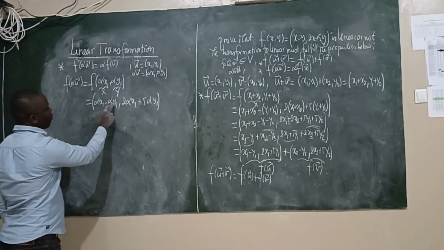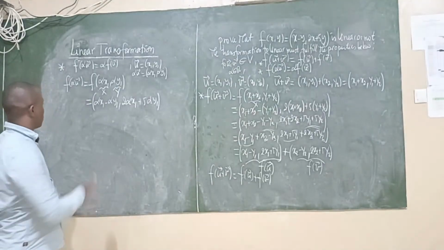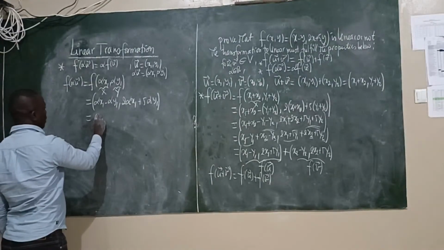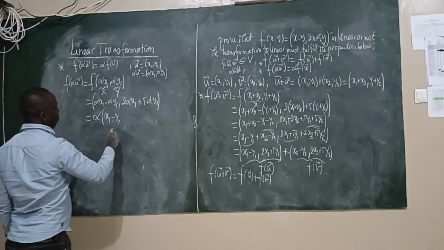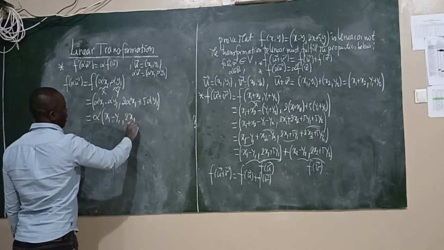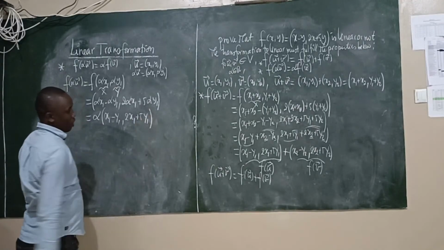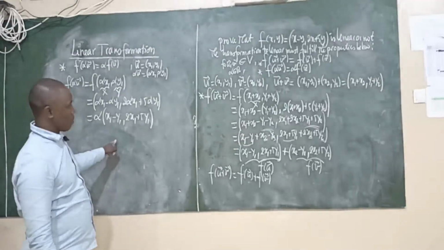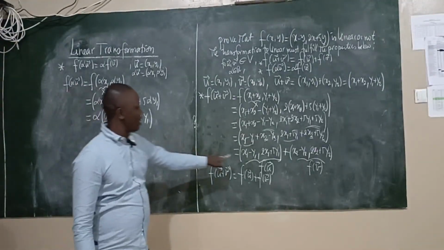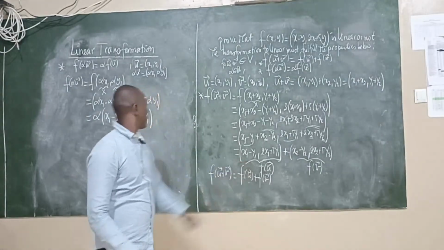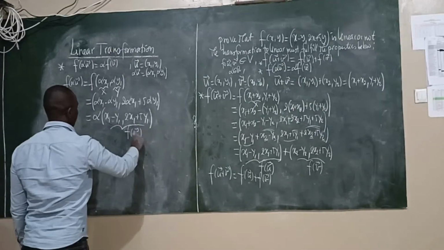Here we have alpha everywhere. That's why we need to take it out. This is going to be alpha into x1 minus y1, comma, 2x1 plus 5y1. As you see, this is going to be f of u.